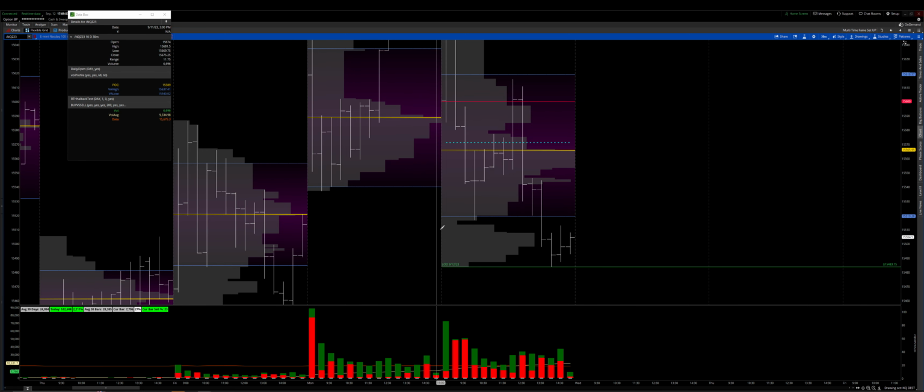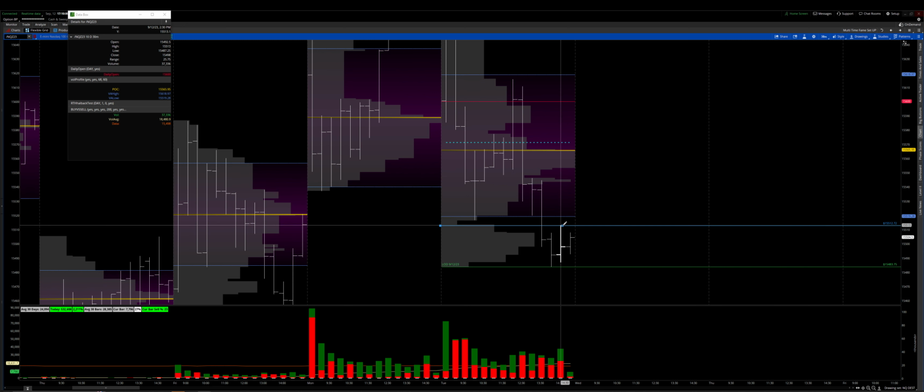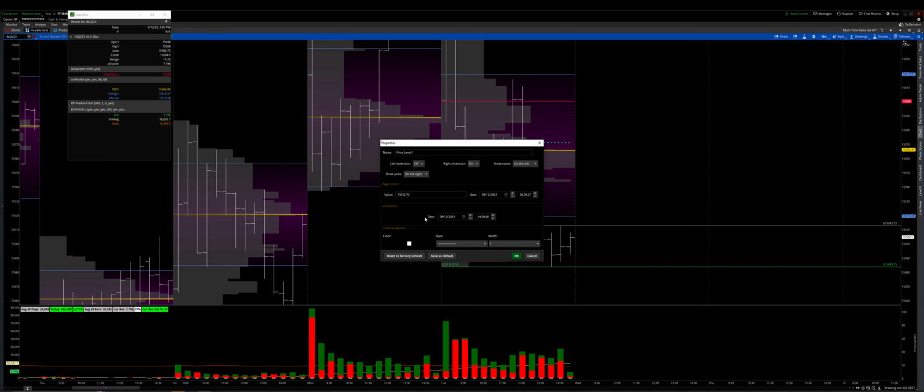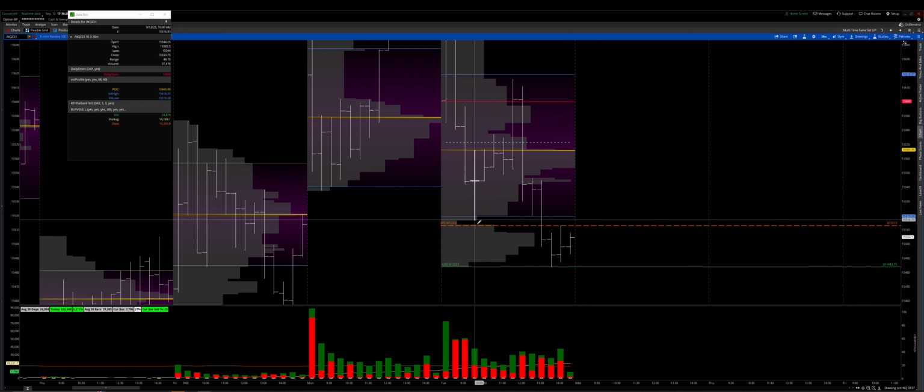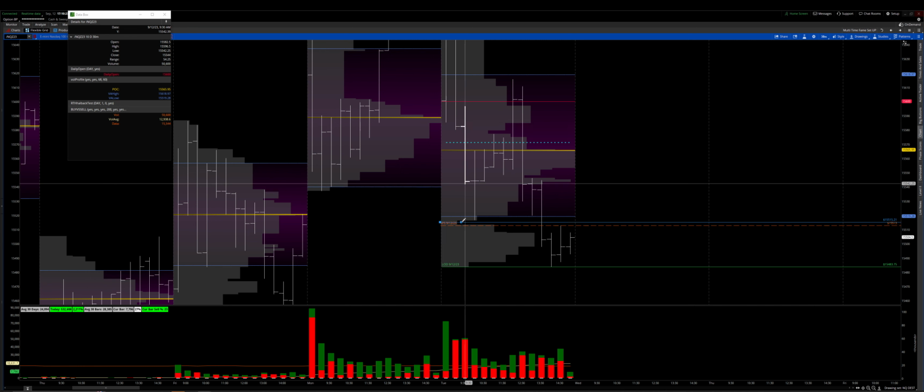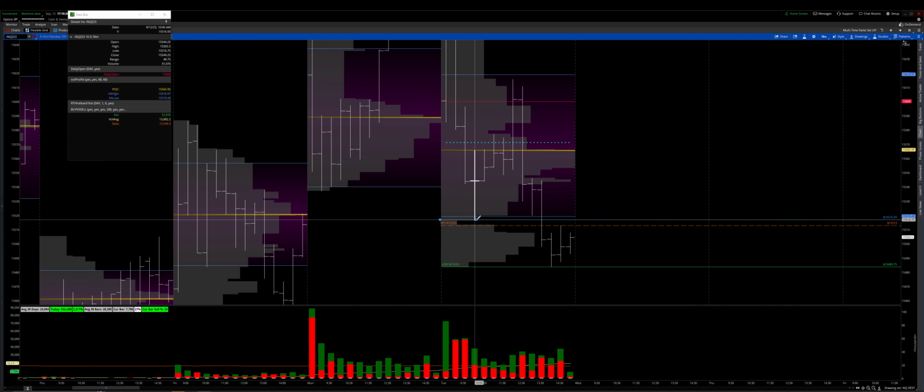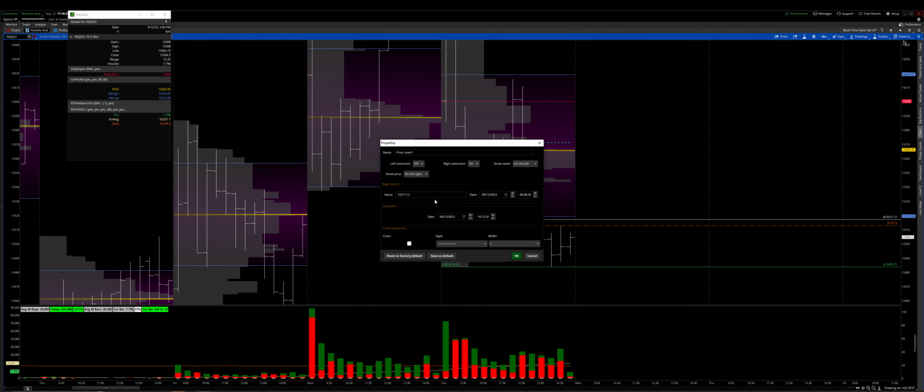High of day 13, or not high of day, excuse me. Single prints start at 13. So this is where single prints will start, and they fill at, what is this low here? 16.75. I wasn't even close with that click. 16.75.